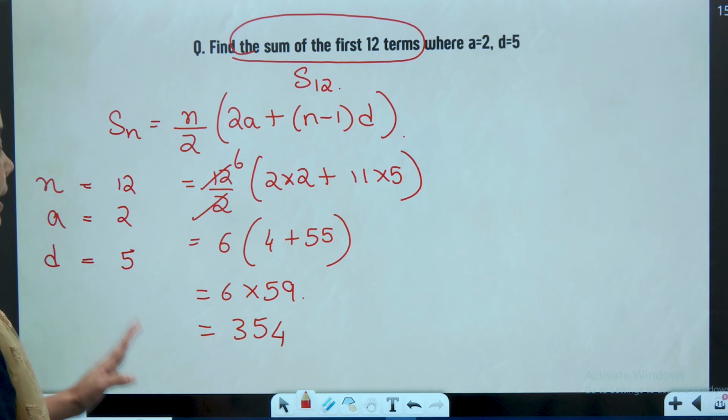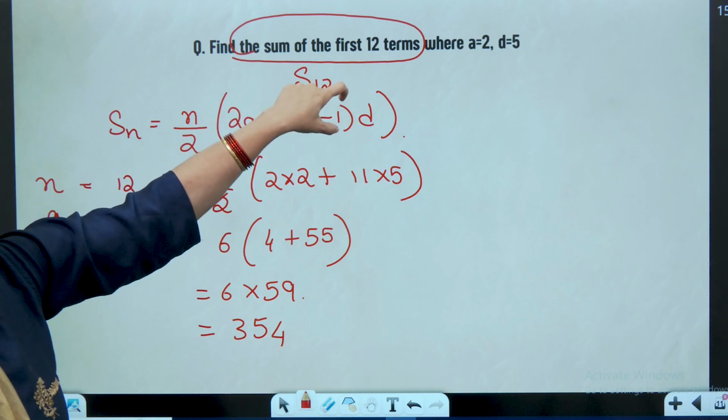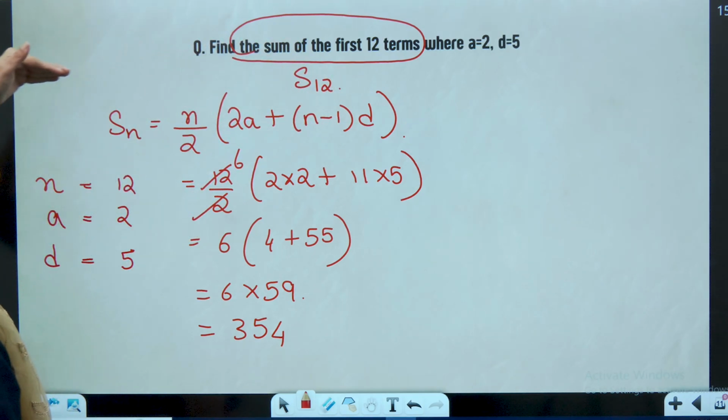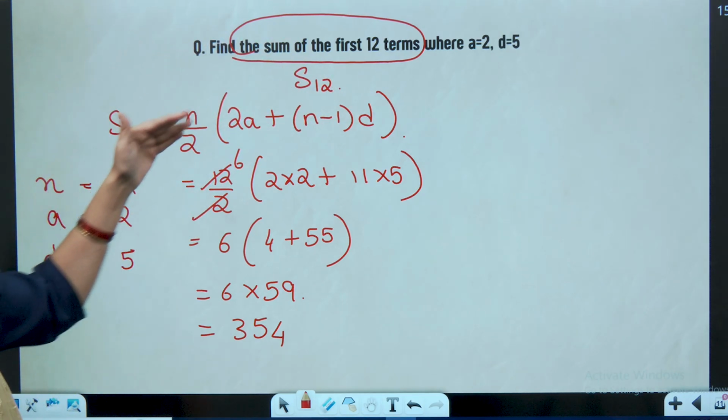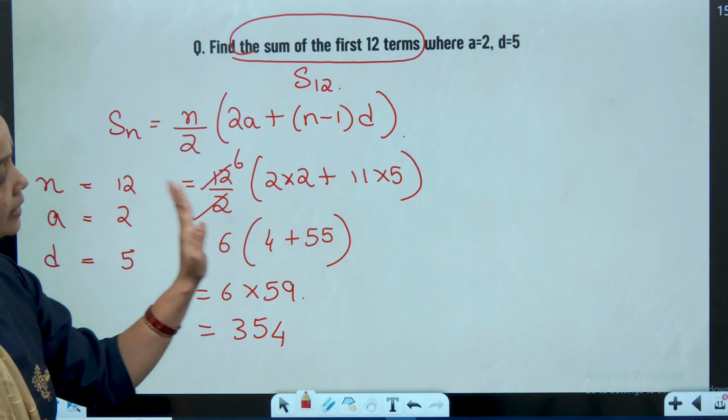Okay. So what is happening? Once a question is given, write the formula required there. After writing the formula, check what and all you have to substitute to arrive at the answer. If you have all those, directly substitute.